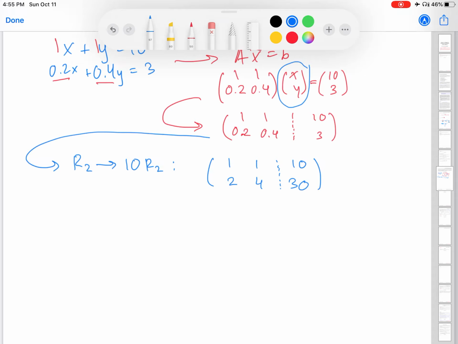Next operation I think I did was I looked at the second row and I said, oh, every term here has a factor of 2 in it. So I'm going to multiply the second row by 1/2. I don't change the first row, and then I just divide everything by 2. So 2 divided by 2, that's 1. 4 divided by 2, that's 2. 30 divided by 2, that's 15.